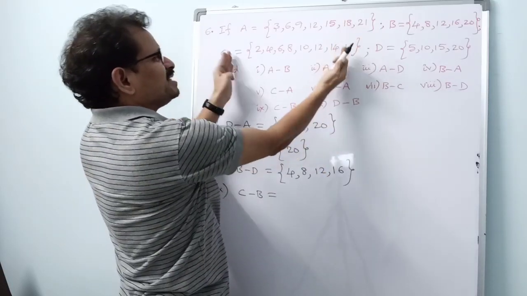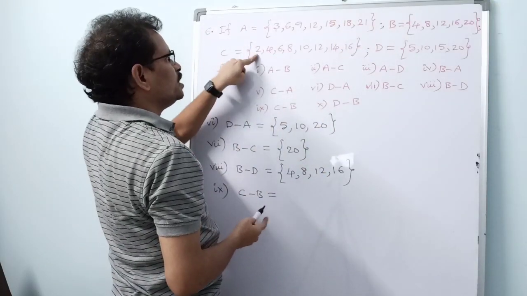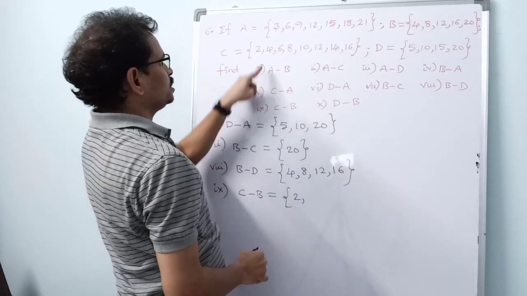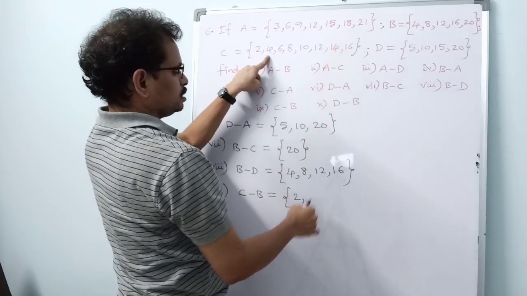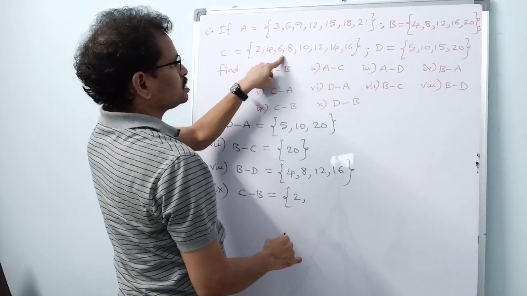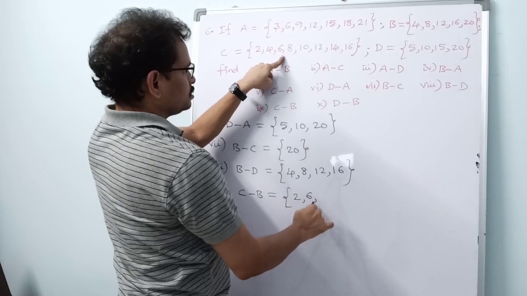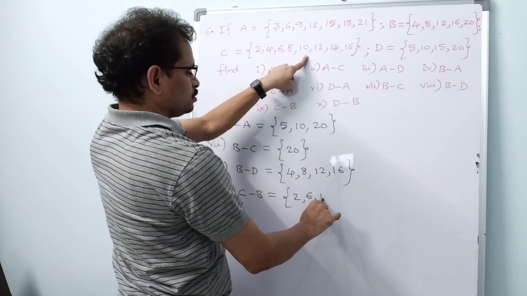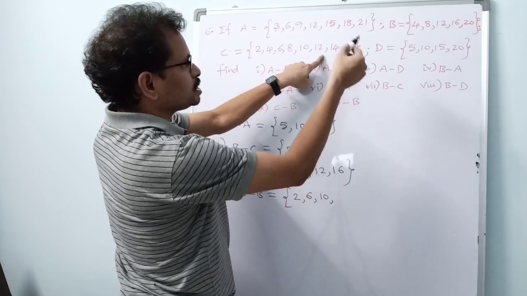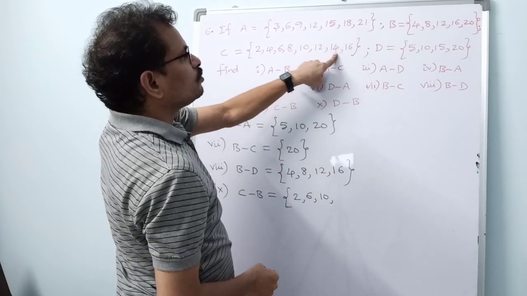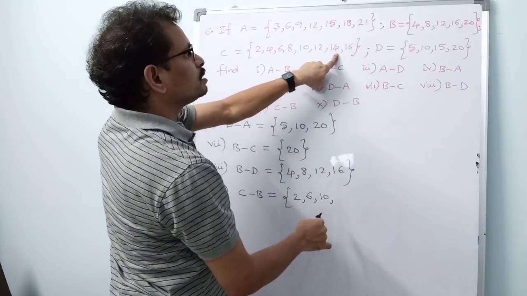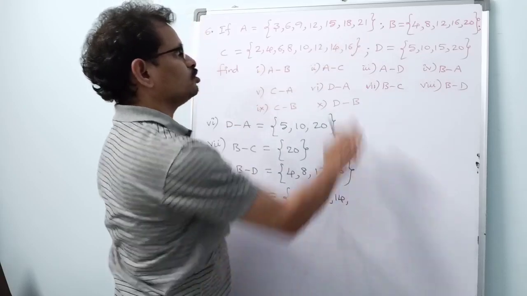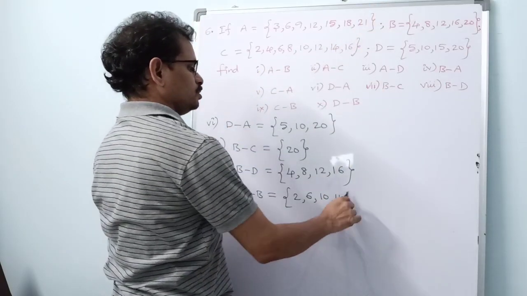C minus B, big set minus small set. Okay. 2 is there in C, not there in B. So let us write 2 here. 4 is there here, it is also there, so don't write 4. 6 is there here, it is not there, write down 6. 8 is there here, also there, don't write. 10 is there here, it is not there, so write down. 12 is there, it is also there, don't write. 14 is not there, write down. 16 is there, 16 is there, so you are subtracting 16, so only these elements are there.